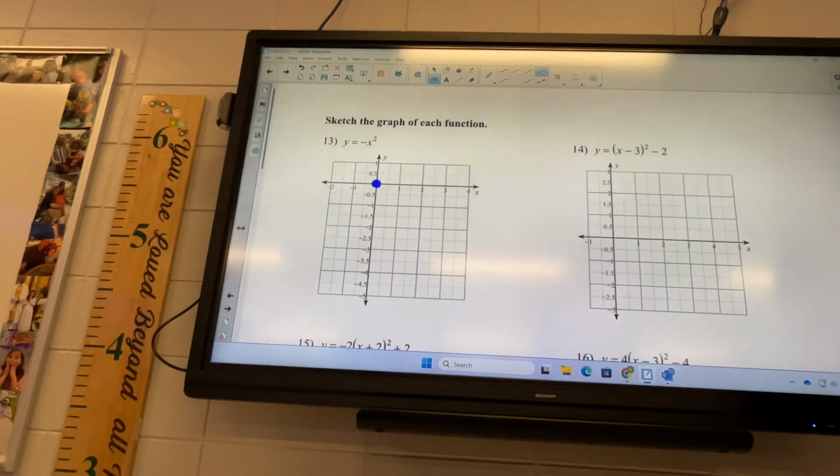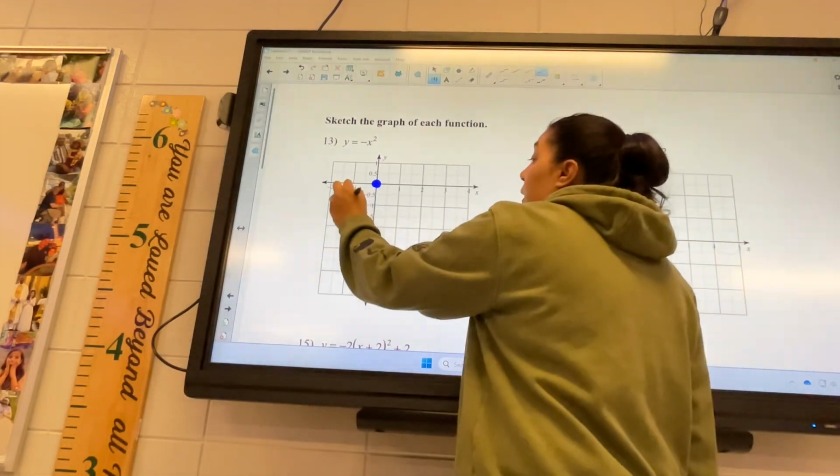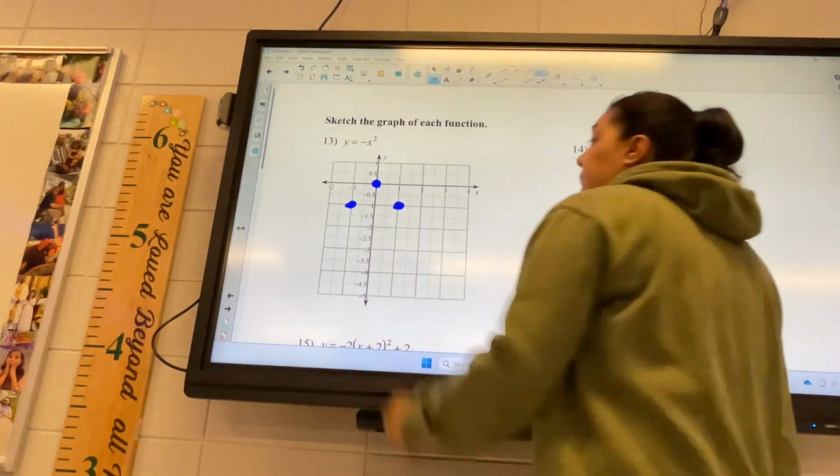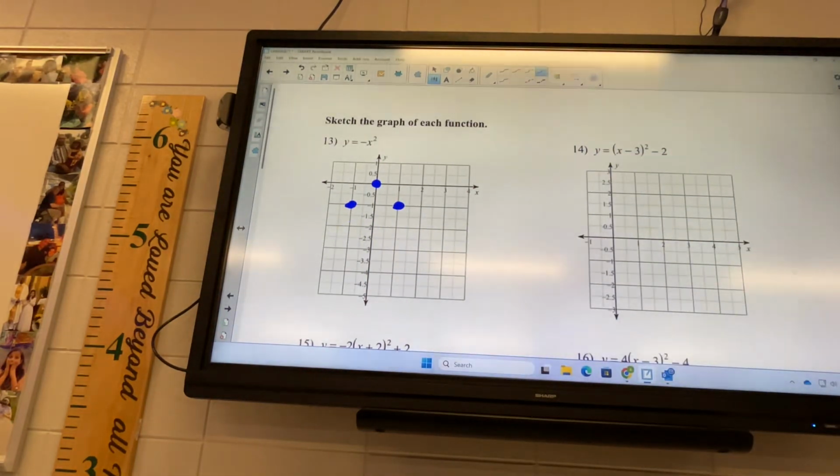But it's not up because what? There we go, it's down 1 over 1 because of the minus. So we're going to go down 1 over 1. Then what do we do? Down 4 over 2 from where though? From 0, 0.